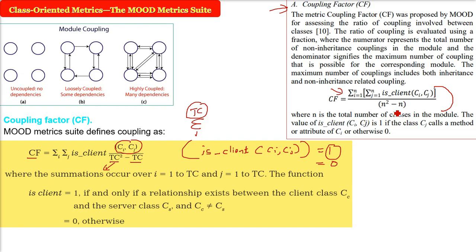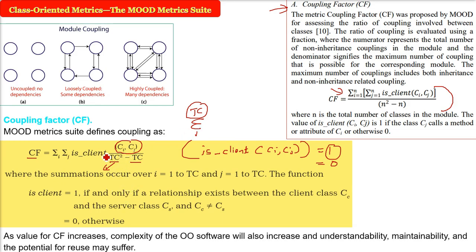So this is all about how much different modules or classes are coupled, or how the functions inside the classes or the modules are interconnected. As the value of this coupling factor increases, the complexity of the object-oriented software will automatically increase. But the understandability, the maintainability, and the potential for reuse will decrease. It may suffer. So we need coupling to be as low as possible.